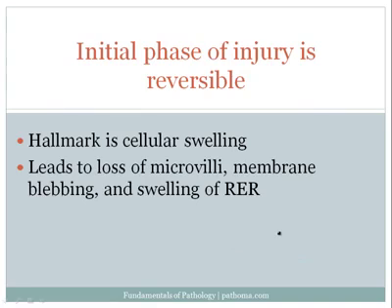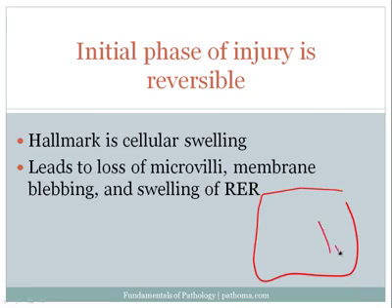All right, the third problem that could arise in reversible injury is swelling of the rough endoplasmic reticulum. If we've got a cell, and within that cell we've got this endoplasmic reticulum, and this is rough endoplasmic reticulum with ribosomes sitting along the edge, that organelle itself, the endoplasmic reticulum, is going to fill up with water, and it will swell. And when it swells, that will also be a sign of reversible injury.